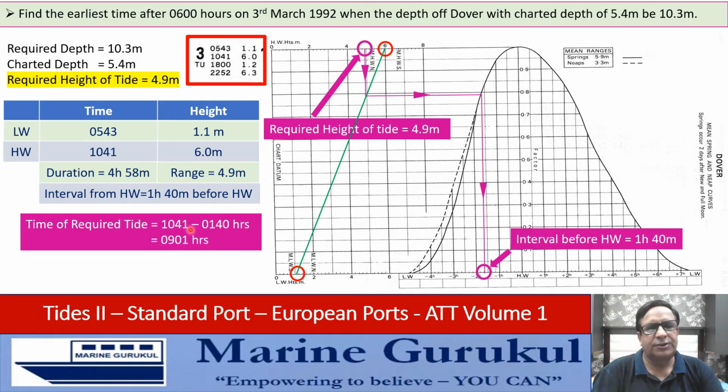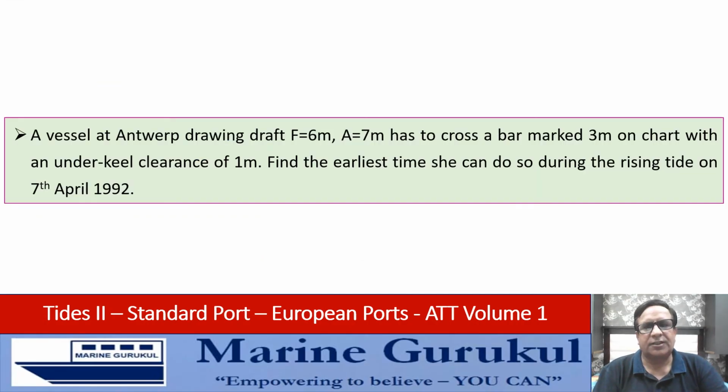So at 0901 hours, you can expect that the height of tide at Dover, where the charted depth is 5.4 meters, would be 4.9 meters, making the depth of water 10.3 meters. Let's test our understanding through one more example.